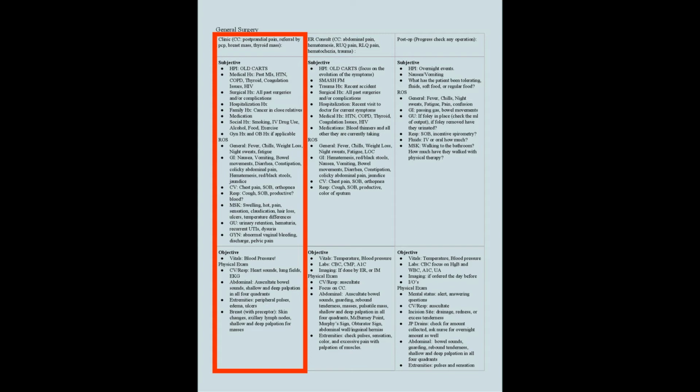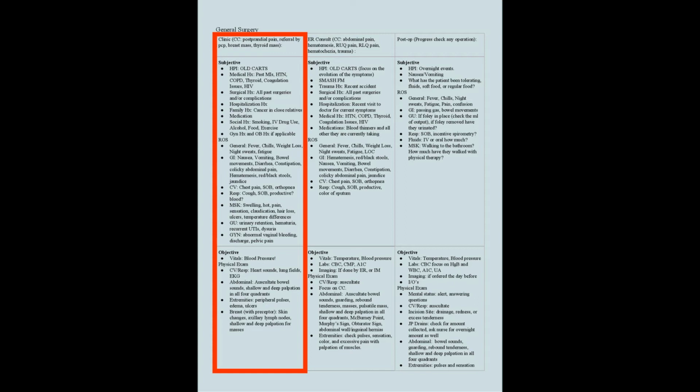General surgery is a lot of GI, so you'll see a lot of nausea, vomiting, bowel movements, diarrhea, constipation, colic, abdominal pain, hematemesis, red or black stools, and jaundice. This is where you want to go super in depth with your questioning: when things started, if they've been getting worse, if they've been getting better, if they've had them in the past. You want to get a lot of detail on talking about their poop. I know general surgery is where you get really comfortable doing that.